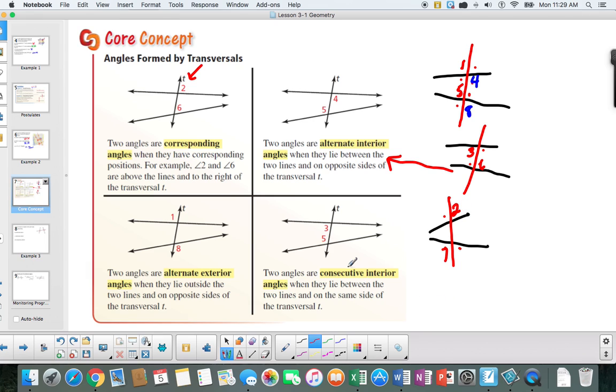The next type are called consecutive interior angles. Let's go back to drawing again. And let me draw the transversal. And these angles are in the interior. What's special about them is they're consecutive interior. In other words, they're on the same side of that transversal. So angles 3 and 5 are consecutive interior. 4 and 6 over here, if I call 4 and 6, they would also be called consecutive interior.